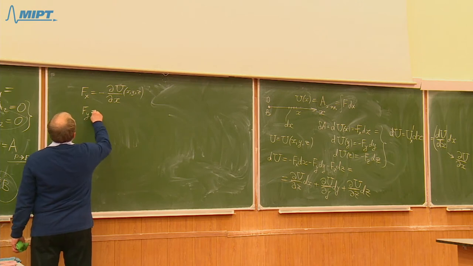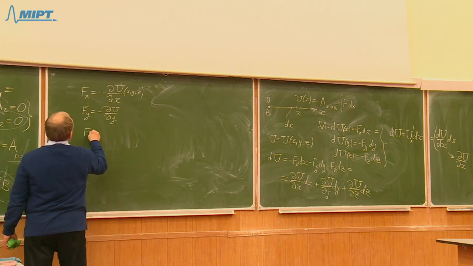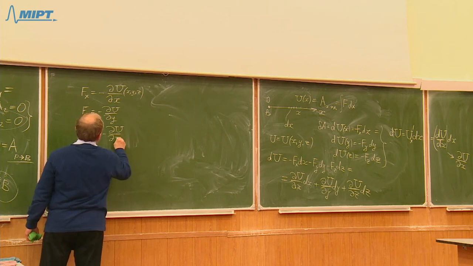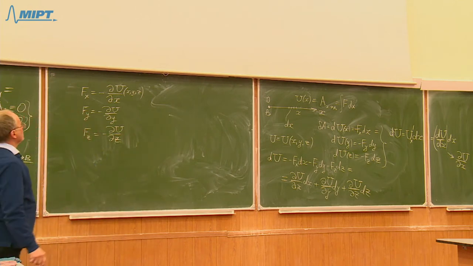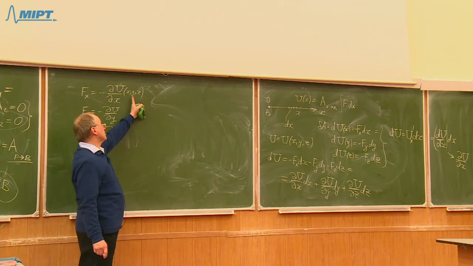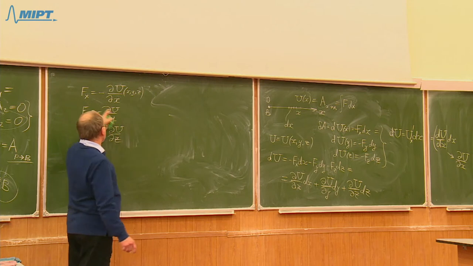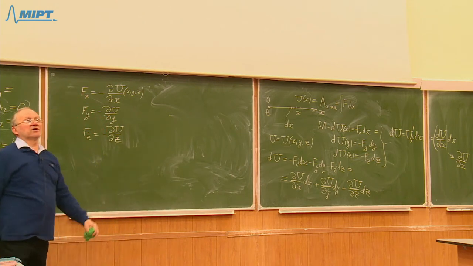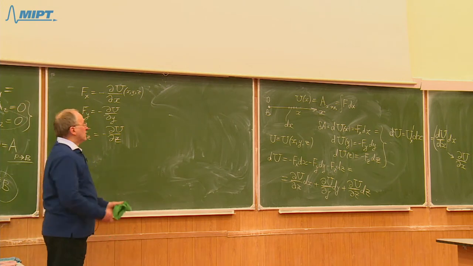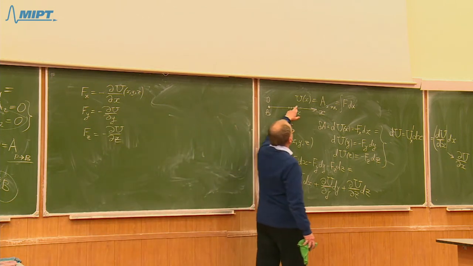And the y component of force is minus du dy, and the z component of force is minus du dz. So if we know the potential energy as a function of space point in three-dimensional space, then by taking such derivatives, we may calculate the components of a force acting on a particle in this particular field.